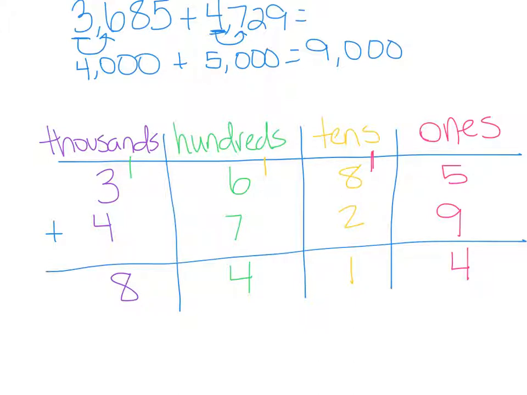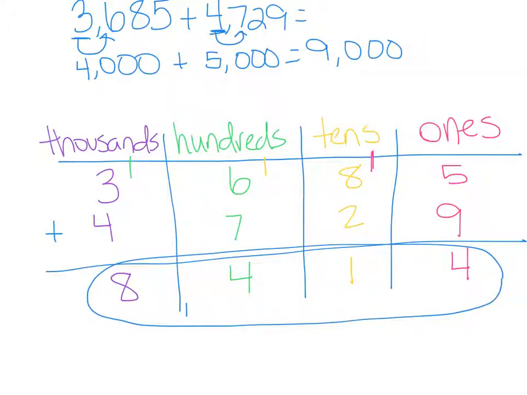And don't forget your comma. So my answer is 8,414. I'm going to compare that to my estimate of 9,000, and that is pretty close. So I'm probably correct.